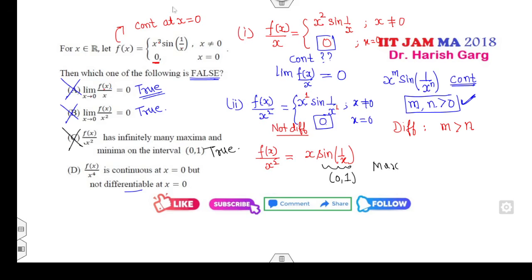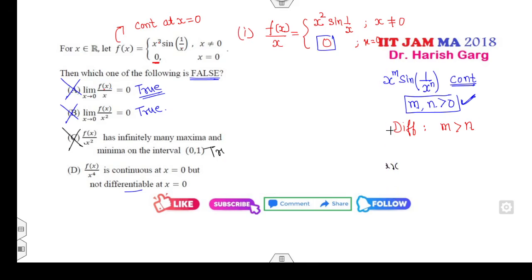And look at the last option. f(x) divided by x raised to power 4. Oh, sorry, it's differentiable. m is greater than n. So can you calculate the value of f(x) divided by x^4? It is 1 over x sine 1 over x.